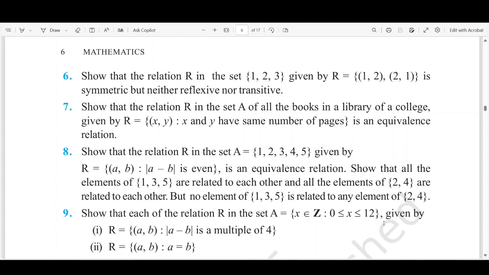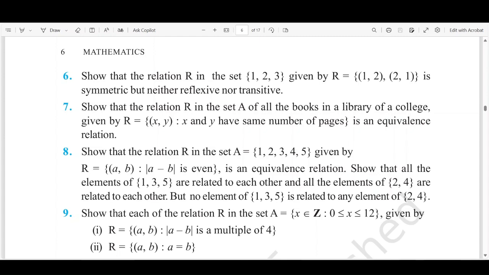Problem number 6. Show that the relation R in the set {1, 2, 3} given by R equal to the set of all ordered pairs (1, 2) and (2, 1) is symmetric but neither reflexive nor transitive. So the set consists of only 3 elements and the relation elements they have given (1, 2) and (2, 1). First let us verify whether it is reflexive. If you take any element from the set, it should be related to itself. So we should have (1, 1), (2, 2) and (3, 3) in the set R. But we don't have that. In general, we don't have any element of the form (x, x) in the set R. Therefore, the relation R is not reflexive.